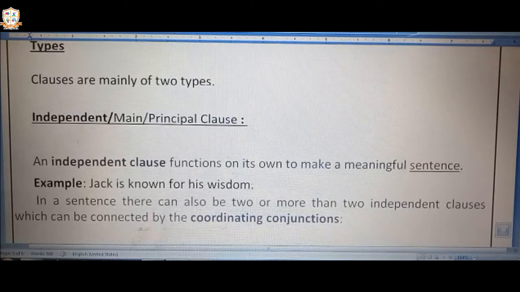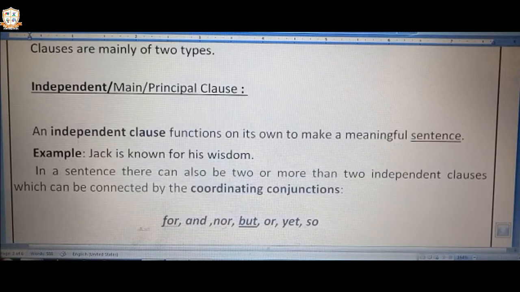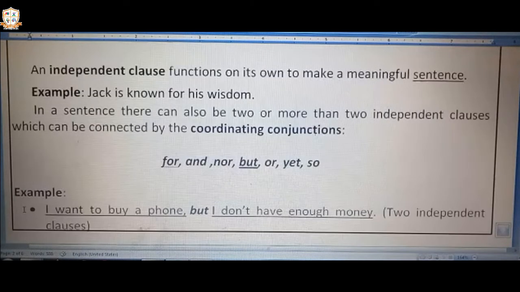Clauses are mainly of two types, independent and dependent clause. An independent clause functions on its own to make a meaningful sentence. Example, Jack is known for his wisdom. Known for what? Known for wisdom. So it is a complete meaning clause.